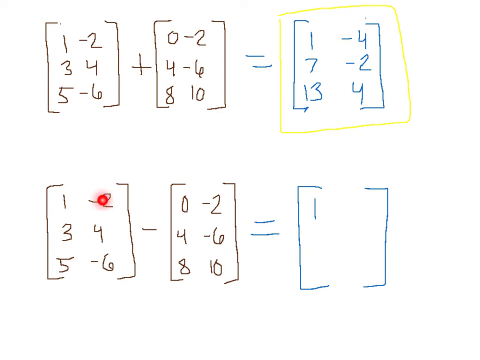This next one's tricky. Negative 2 minus negative 2, that's the same thing as negative 2 plus 2, which is 0. Because when you subtract a negative, it turns into a plus. 3 minus 4 is negative 1. 4 minus negative 6 is the same thing as 4 plus 6. That gives me 10. 5 minus 8 is negative 3. And negative 6 minus 10 gets me negative 16.